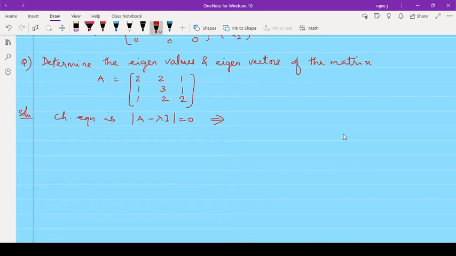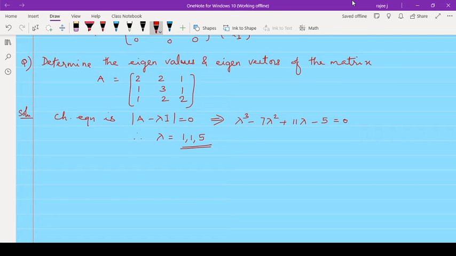I will write that. So, the characteristic equation is determinant of A minus lambda I equal to 0. On simplification, you will get the equation as lambda cube minus 7 lambda square plus 11 lambda minus 5 equal to 0. Hope many of you got this. Then on simplifying, you will get lambda equal to 1, 1, 5. In the calculator, you will get only two values, 1 and 5, because this one is repeating.